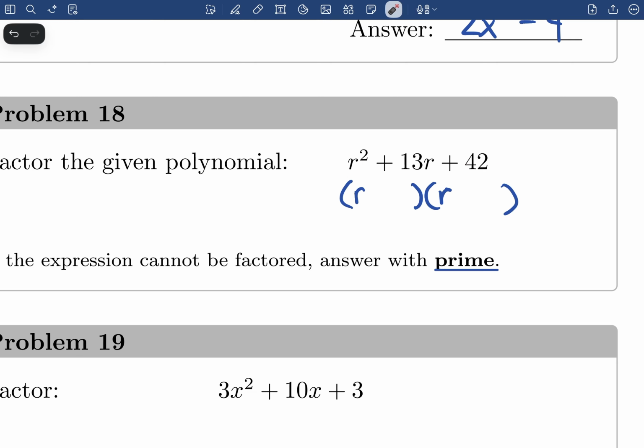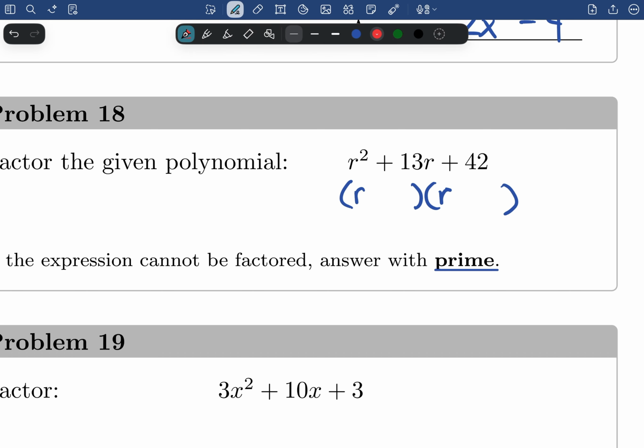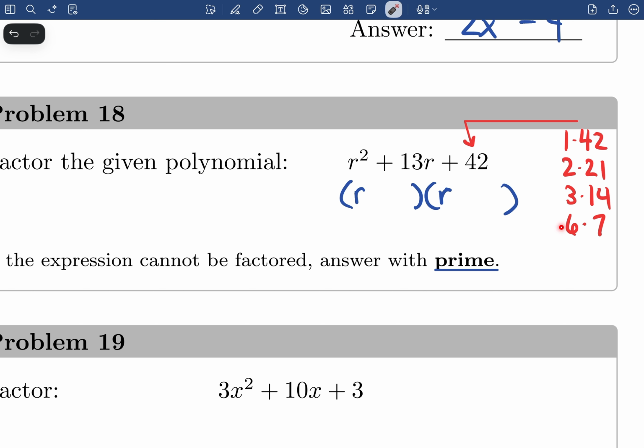Now we look at the constant and we find all of its possible factors. Okay, it's important that you find all possible factors, not just some of them. So if I see 42, I turn it into 1 times 42, 2 times 21, 3 times 14, and then 6 times 7. These are all of the possible factors. If you miss one of the possible factors, you might struggle to finish off the factoring. Now I look at my options. There are 4 sets of options, but I need the option that will add to make the middle value of 13.